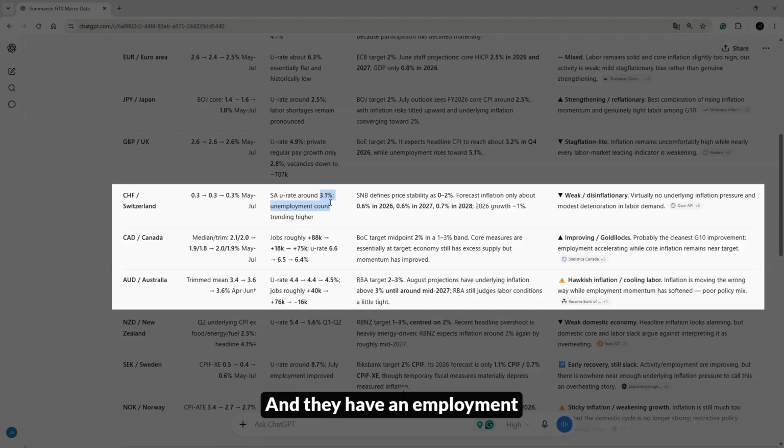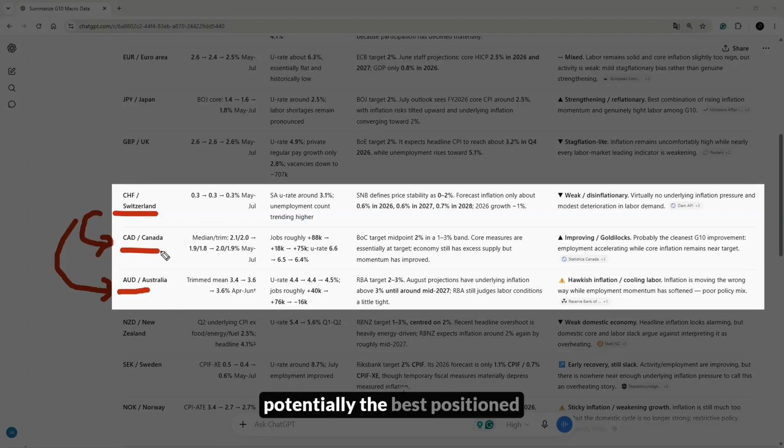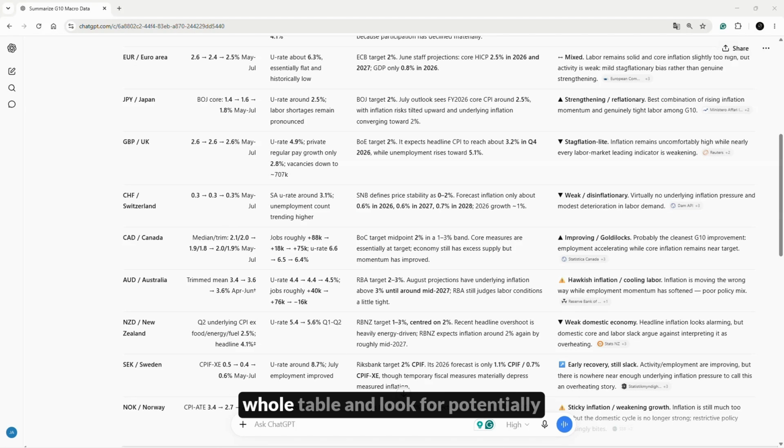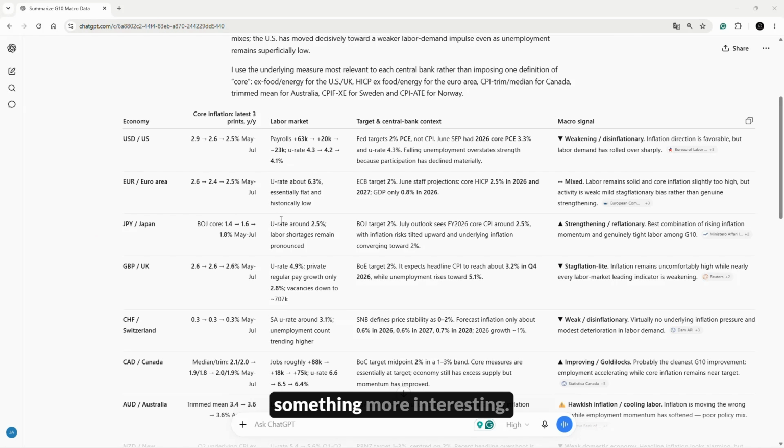And they have unemployment that is ticking a little higher, not collapsing, but ticking a little higher. So virtually no underlying inflation pressures and modest deterioration in the labor market. So we have a candidate, a potential candidate to short against the other two candidates, which we found being the best positioned, potentially the best positioned. Now, you can go on and analyze the whole table and look for potentially something more interesting.